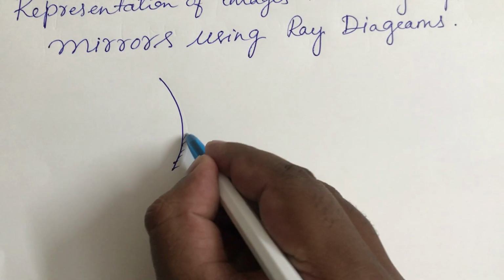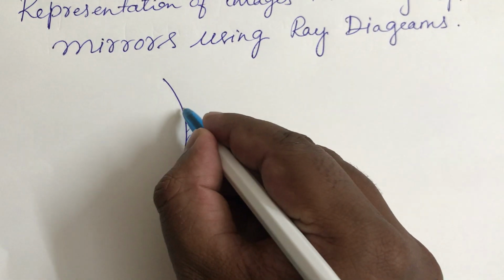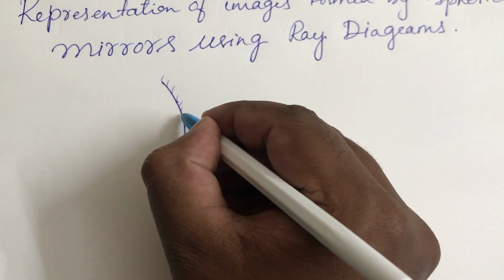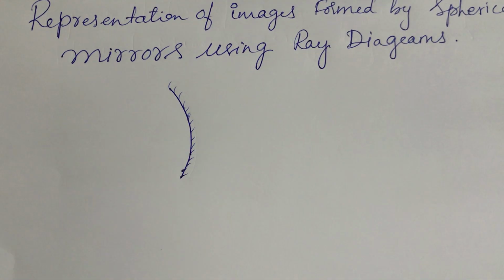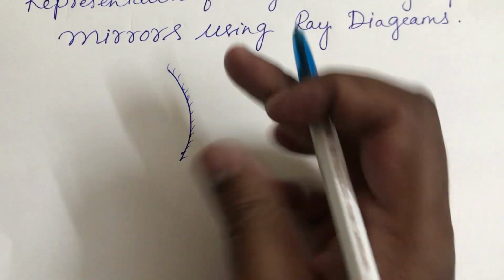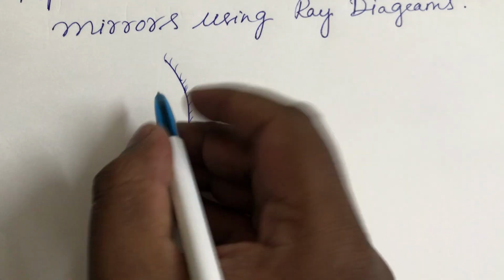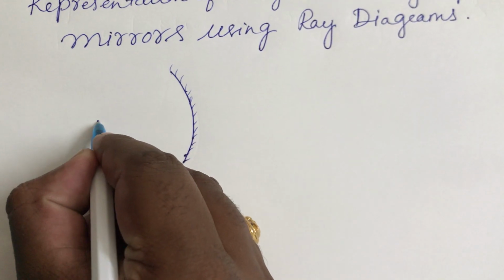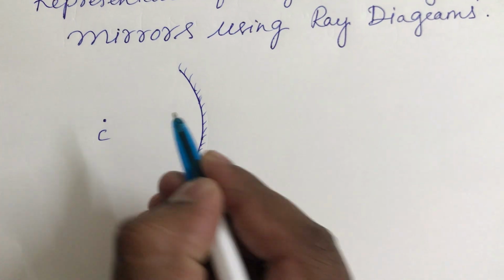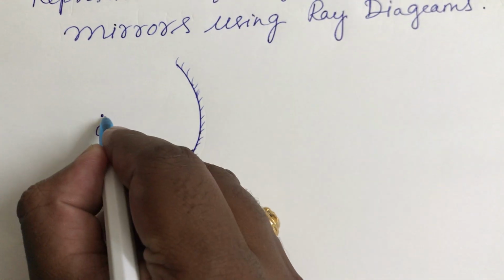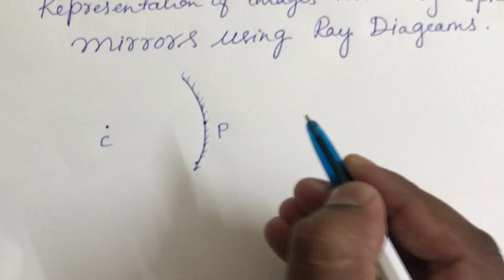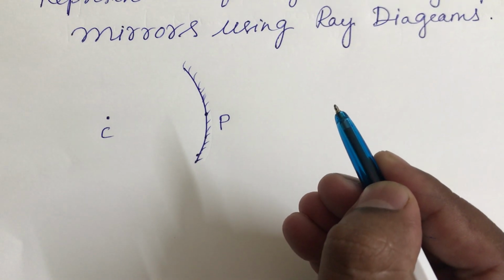Basically, one side of the mirror is coated with a silvered layer. Why? Because the light should not pass through the mirror. This is the center of curvature, I'll call it C, and this is the pole of the mirror, I'll represent it as P.